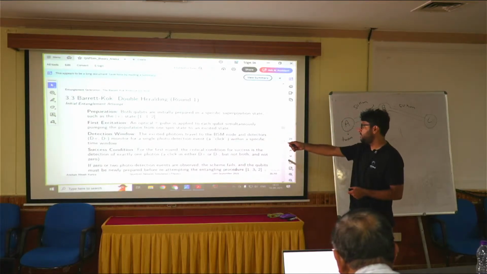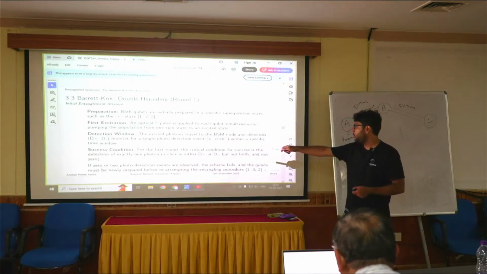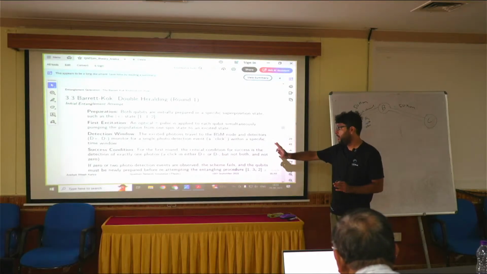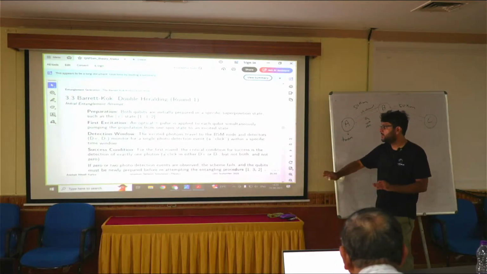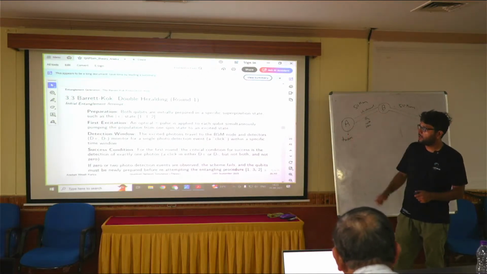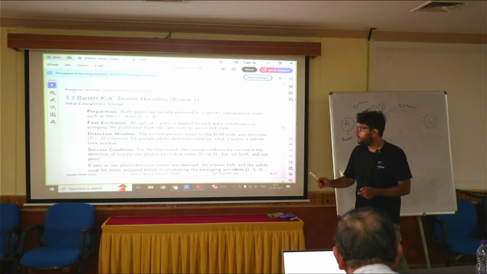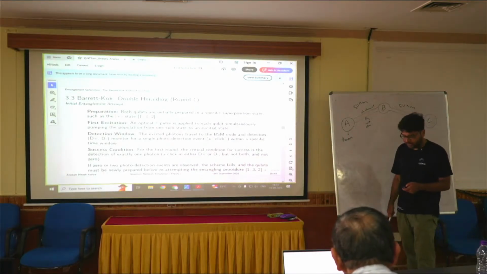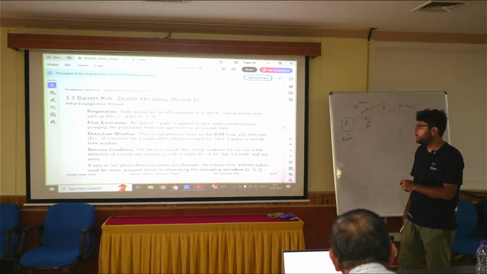So the success condition for the first round is detection of exactly one photon. If there are 0 or 2 photon detection events observed, the scheme fails. So this is round one of the heralding, and this has double heralding. In the first round we want to detect exactly one photon.